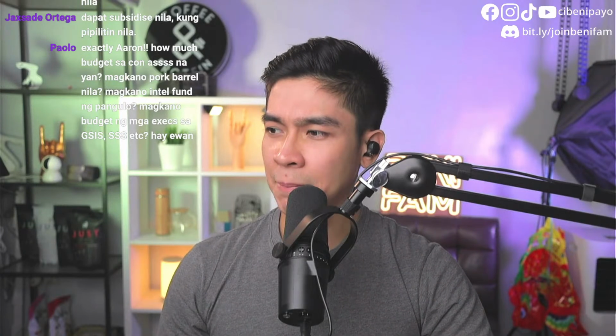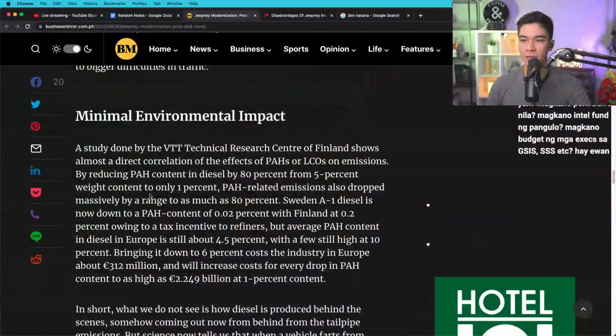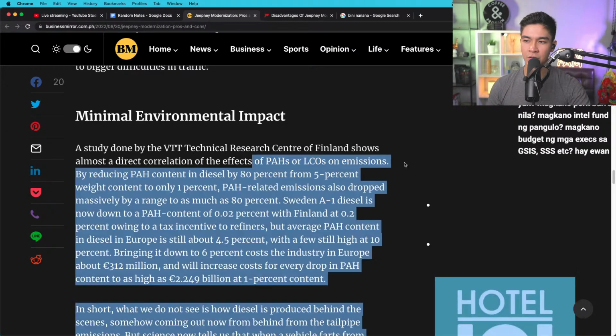Minimal environmental impact. This one is what I mentioned earlier na sinasabi na ang jeepneys masama sa environment. Tingnan niyo naman kung gaano ka intense yung smoke belching, 'di ba? But look here. A study done by the VTT Technical Research Center of Finland shows almost a direct correlation of the effects of... Okay, I don't know what this is all about.